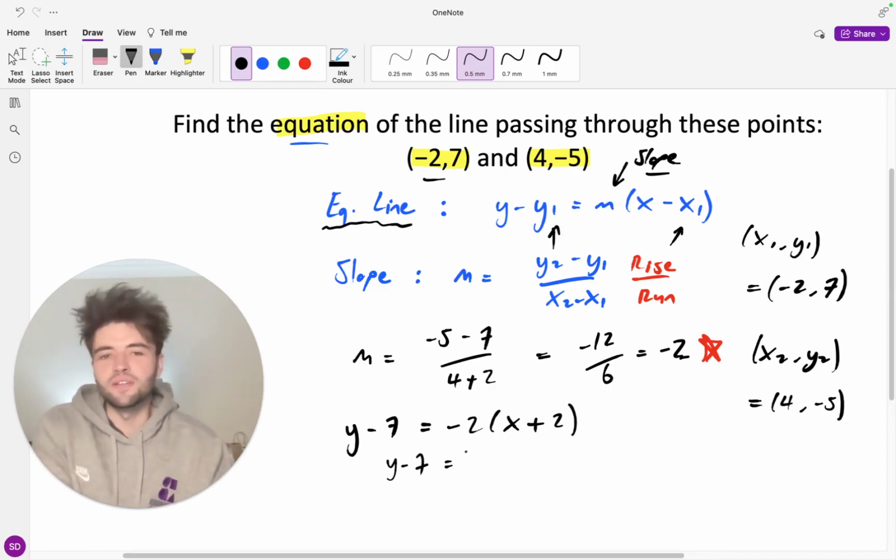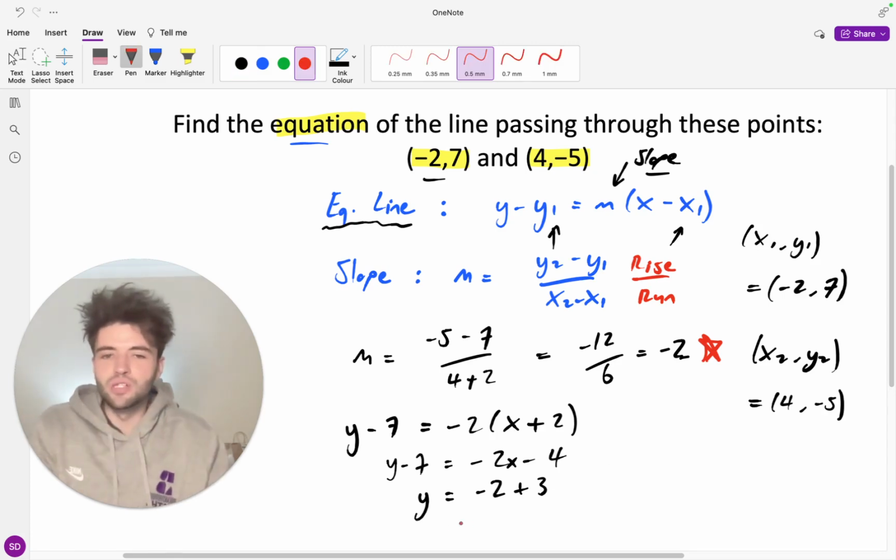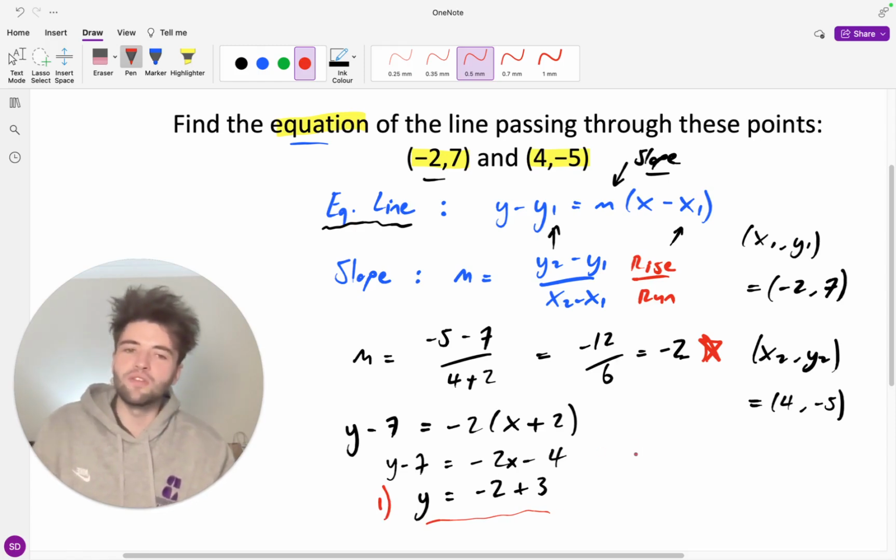So now we're just going to start tidying this up, and on the left hand side, we're just going to leave it as y minus 7, then we have -2x minus 4, so that's just basically multiplying out our bracket on the right hand side. And then finally we're going to have y on its own on the left hand side, and we're going to have -2x, and we're going to basically add across by 7, which is going to give us +3 on the right hand side. So this is going to be the equation of the line in the first form, which is the form y is equal to mx plus c.